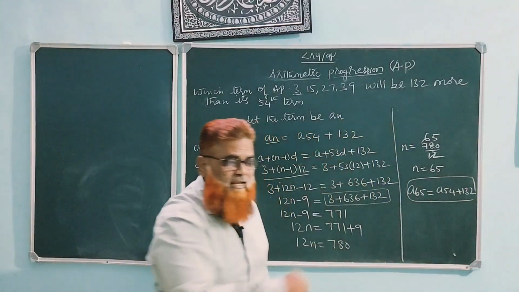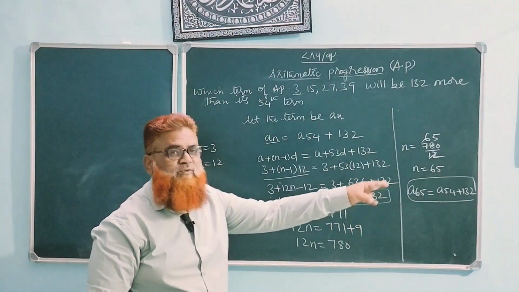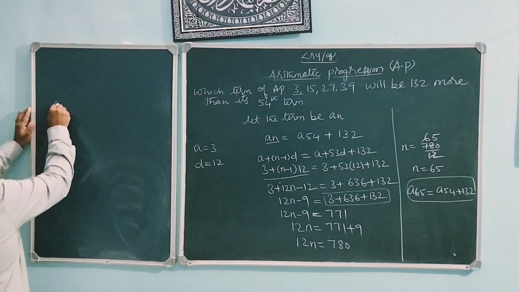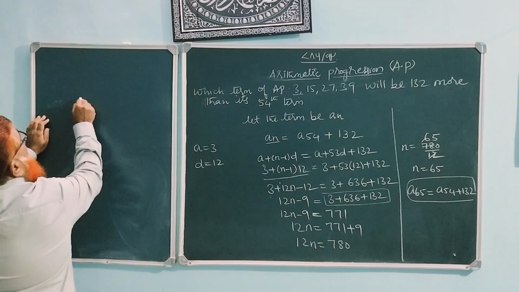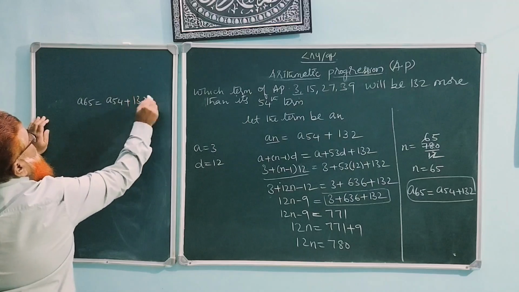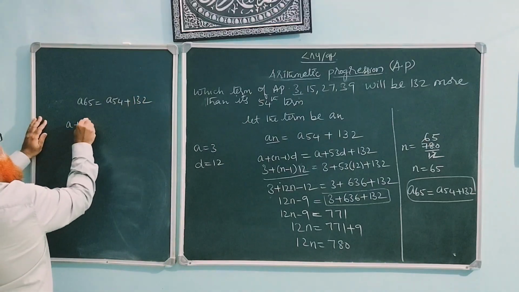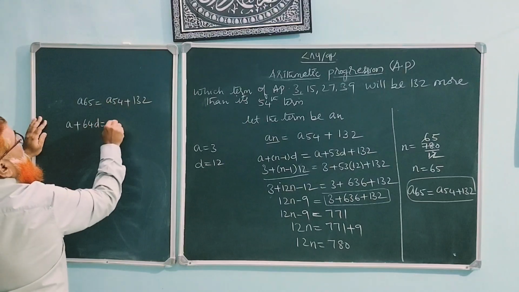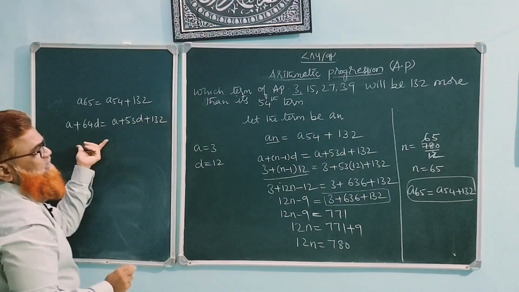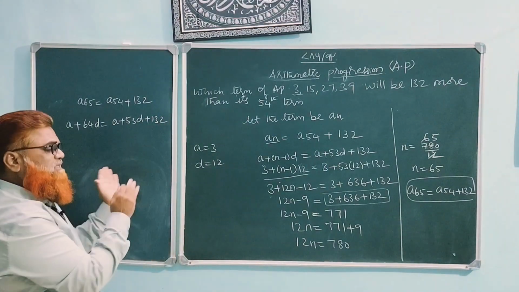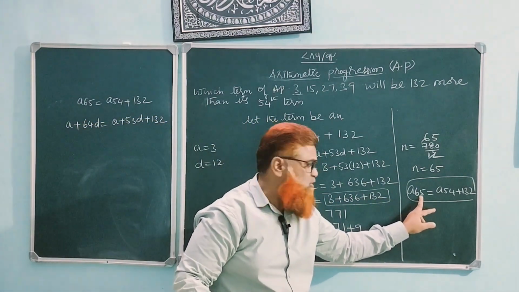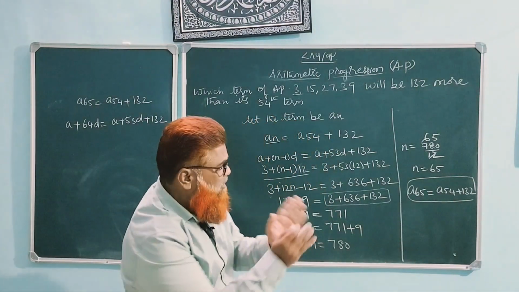This is the meaning: A65 is equal to A54 plus 132. Let's verify and cross check it. What is A65? A65 is equal to A54 plus 132. A65 can be written as a plus 64d, and A54 can be written as a plus 53d, plus 132. Substitute a and d on either side. If you get LHS equal to RHS, then definitely this mathematical sentence is true. A65 is equal to A54 plus 132.